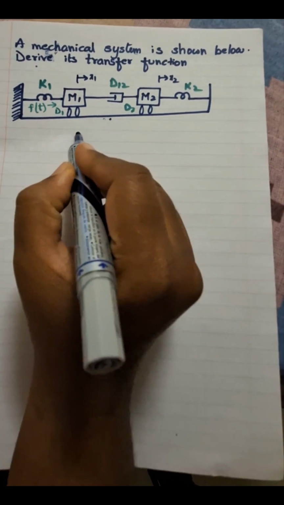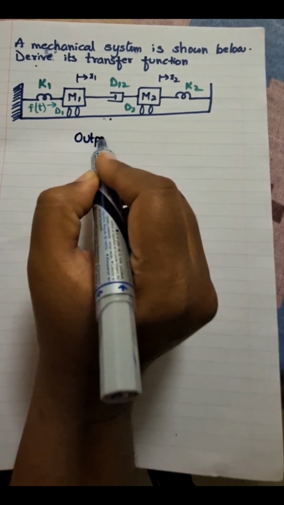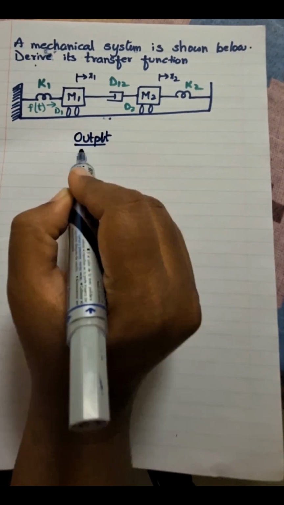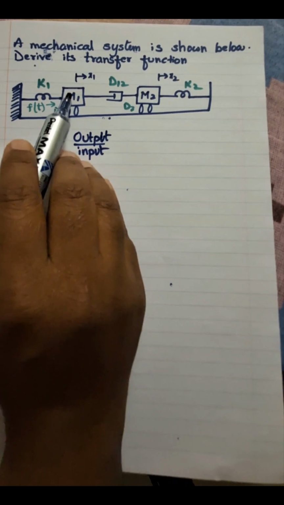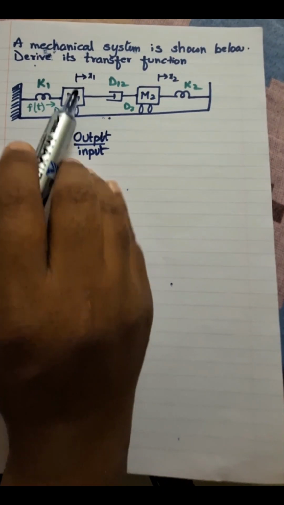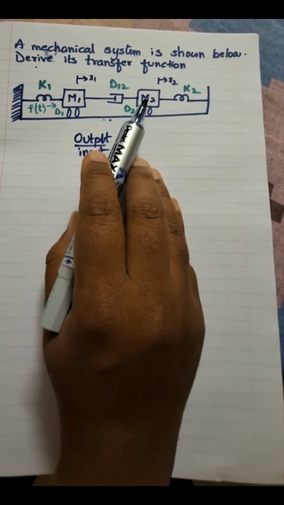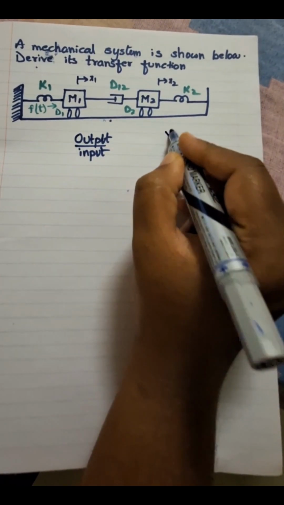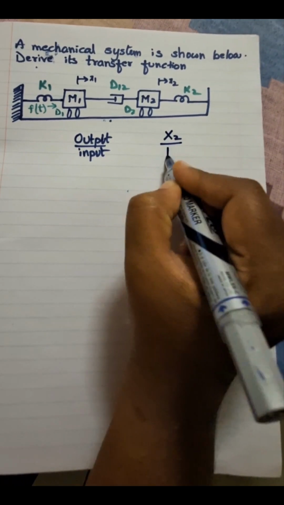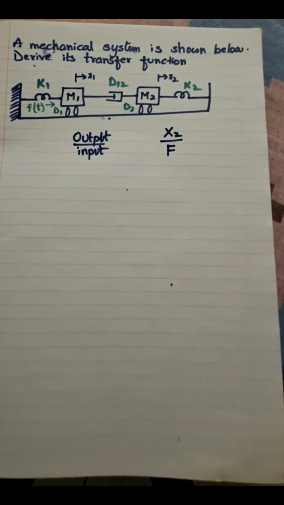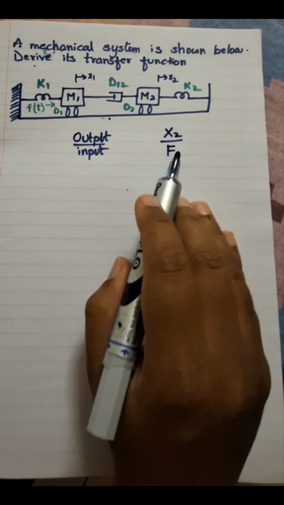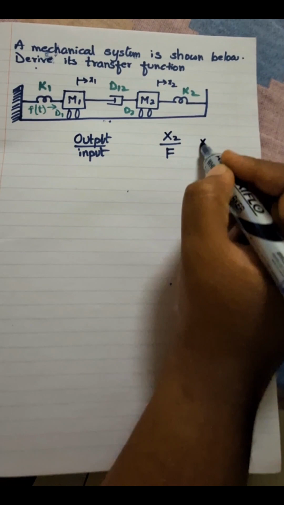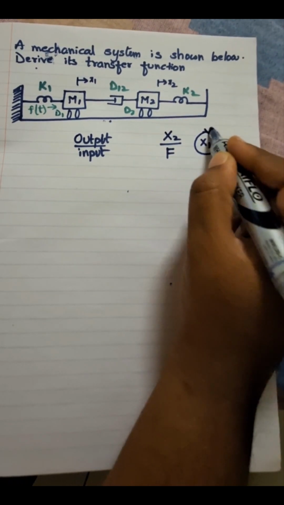So transfer function is output by input, right? So here if you see, F is given here, meaning to mass 1 the input F is given. X1 is the displacement for M1, X2 is the displacement for M2, meaning X2 is the final output. So X2 by F is your requirement. You should analyze this at the beginning itself. So your requirement is X1 by F, X2 by F. So X1 you should eliminate.